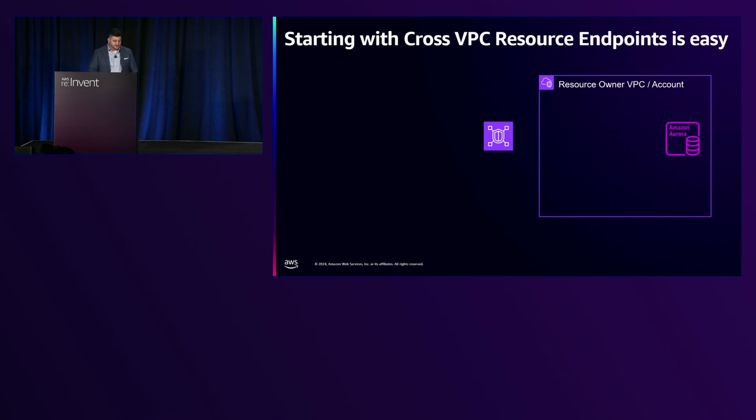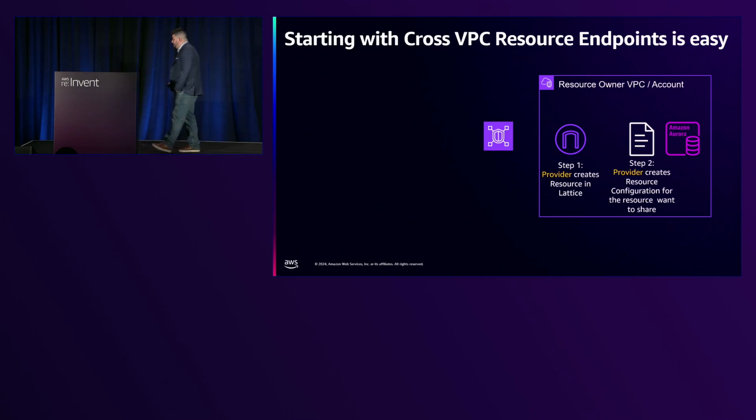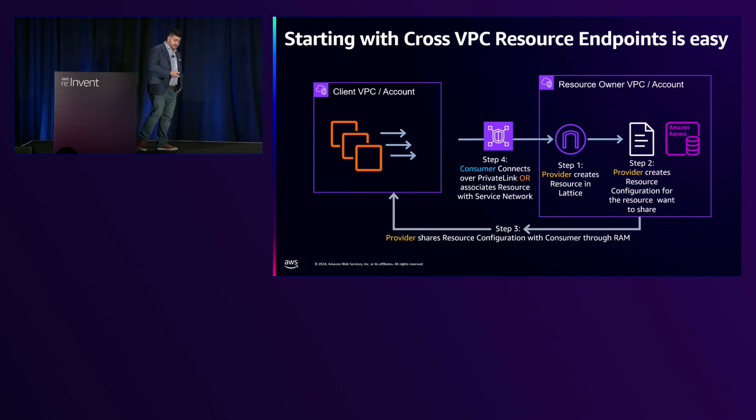Getting started with resource endpoints is easy. As a resource owner using the Lattice APIs, you would define your resource or create your resource, and this concept exists within Lattice. You then create the policies, the resource configuration policies that you want for that resource. You can share that through RAM for cross-account sharing. Then on the consumer side, and this goes back to the interoperability that I mentioned, you can connect to that resource over PrivateLink or Lattice, right? So you can use an existing PrivateLink connection and connect directly into that resource, or you can add that resource to a service network and associate that with your VPC.